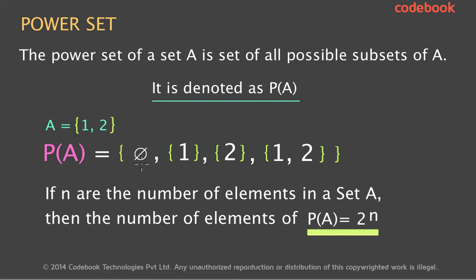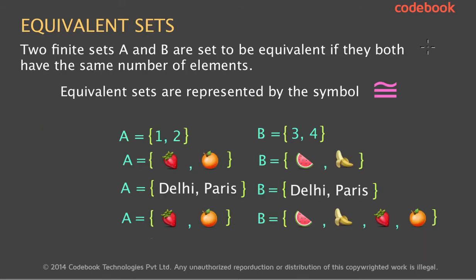So the number of subsets here is equal to 4, and the number of elements or the cardinality of this set is 2. So we can generalize this as: if n is the number of elements in the set A, then the number of elements of the power set is equal to 2 power n. So here n is 2, so the number of elements in the power set is equal to 2 squared, which is 4. So the next type of sets that we will look at are called equivalent sets.